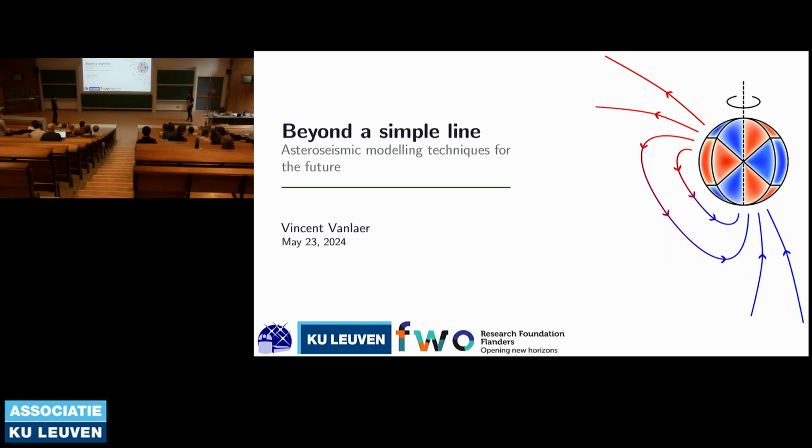So Vincent is a very local person here. He did all his studies at KU Leuven. He got a bachelor in math and physics, right? And he also got a master in physics and astrophysics. So I wonder what's going to be next, well, the next one is going to be a PhD, of course.